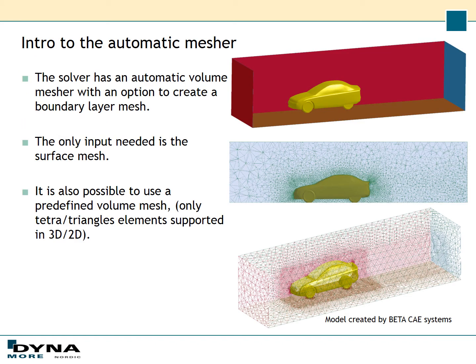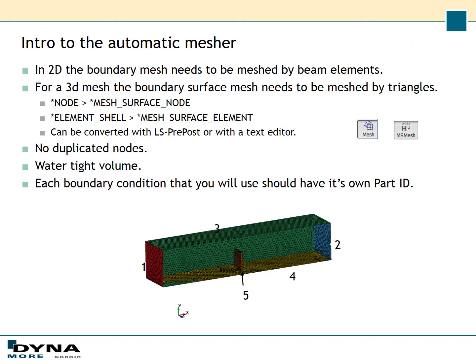The solver has an automatic volume mesher with an option to create the boundary layers. So as a user, you input the surface mesh of your fluid volume, but it's also possible to create a user-defined fluid volume mesh if you want. In order to use the automatic mesher for a 2D case, you have to mesh your boundary mesh with beam elements, and for a 3D case you have to mesh the boundary surface with triangles.